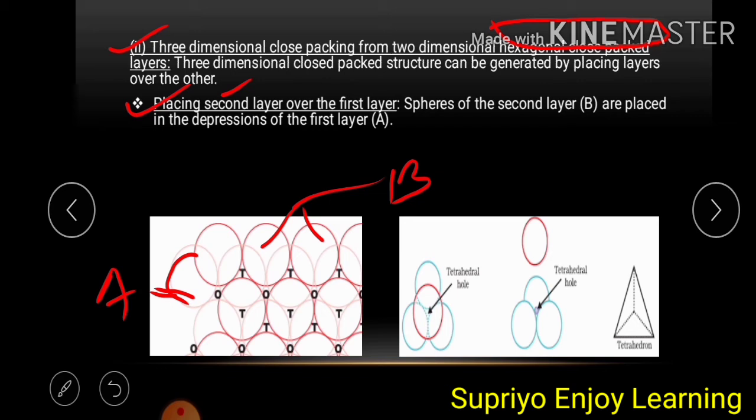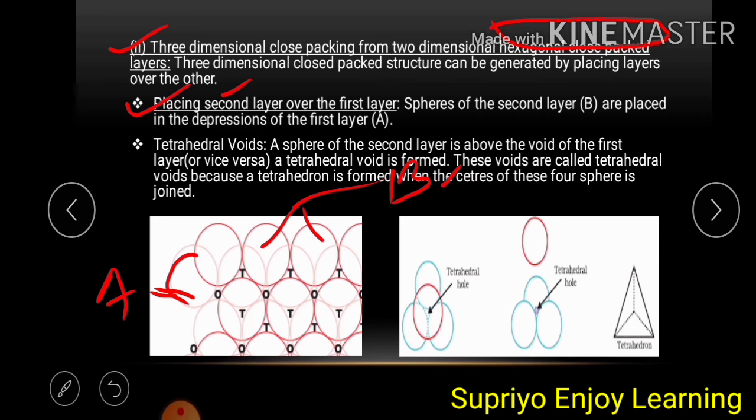Then spheres of this layer B are placed in the depressions of the first layer A. Then two types of gap formed, which is called interstitial space. One is octahedral and another is tetrahedral.